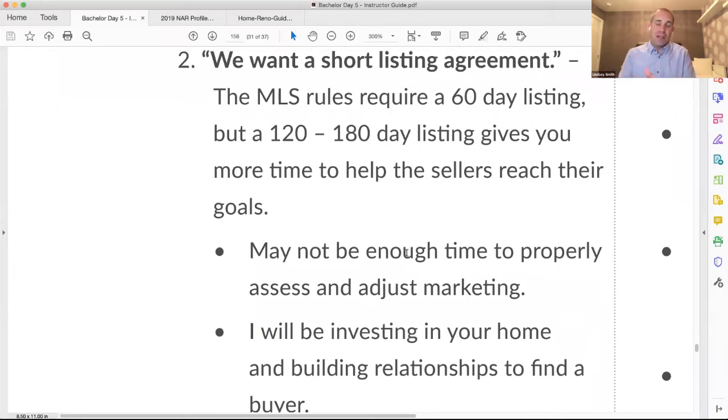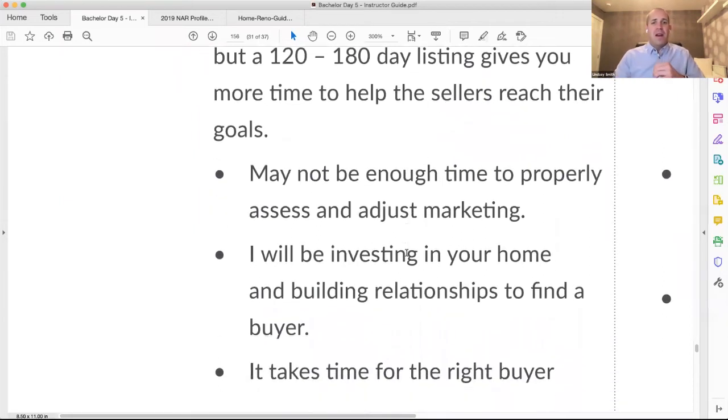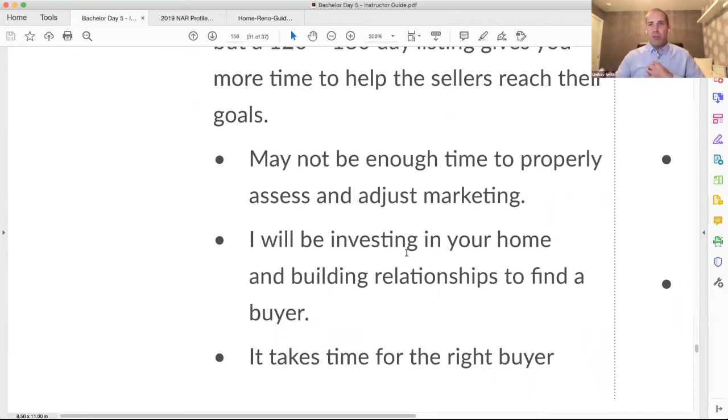And it's important that you educate sellers up front that marketing and the marketplace, especially in places like Alberta, where we're riding an energy market, and there are lots of fluctuations, we need to put our best foot out there, and then we need to adjust as well. So we need to get a feel for the marketplace. So it just might not be enough time with using a shorter listing agreement, even at a 60-day agreement. I will be investing in your home and building relationships to take a buyer, which costs money and stuff. I don't know if I'm prepared to invest as much if I know that we only have 60 days to do this, and maybe the average sale is taking around 60 days right now.